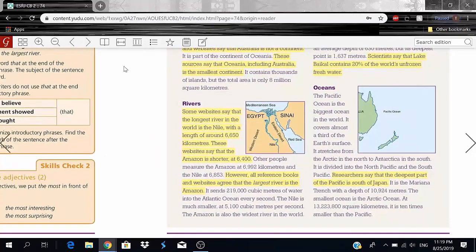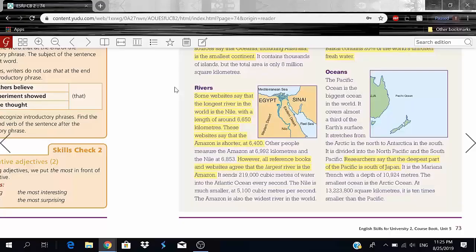Oceans. The Pacific Ocean is the biggest ocean in the world. It covers almost a third of the Earth's surface. It stretches from the Arctic in the north to Antarctica in the south. It is divided into the North Pacific and the South Pacific. Researchers say that the deepest part of the Pacific is south of Japan. It is the Mariana Trench with a depth of 10,924 meters. The smallest ocean is the Arctic Ocean. At 13,223,800 square kilometers, it is 10 times smaller than the Pacific.